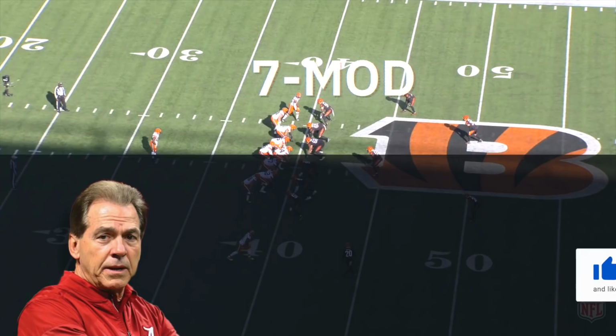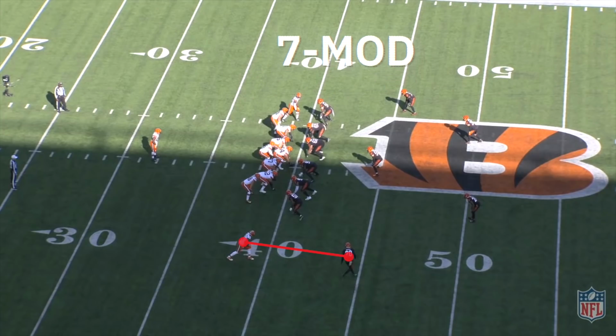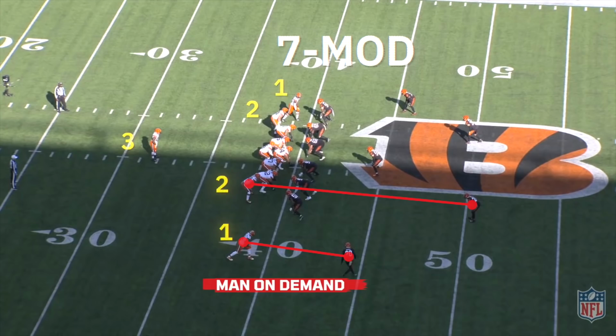So the rules generally with 7 mod are the boundary side corner is staying over the top of the number 1 receiver to his side, and in essence he's taking the deepest outside threat. Mod stands for man on demand, so he's just in man on this number 1, unless the number 1 goes underneath within the first 5 yards, in which case he'll just zone off to a deep quarter. The boundary side safety is first keying on the number 2 receiver to his side, and if that threat goes underneath, either inside or outside, he just stays on the number 1 and helps the corner bracket him.